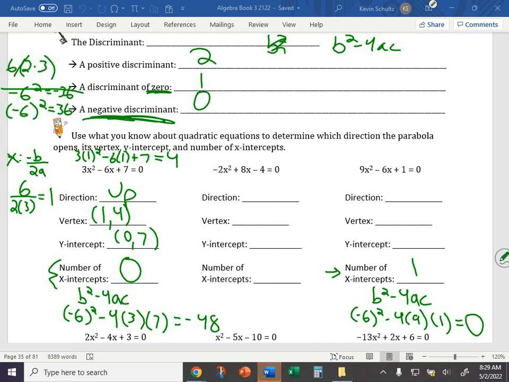Clarifying questions. Will there be a quiz on this one? Likely. I told you I made all these during quarantine. I want to get use out of them.